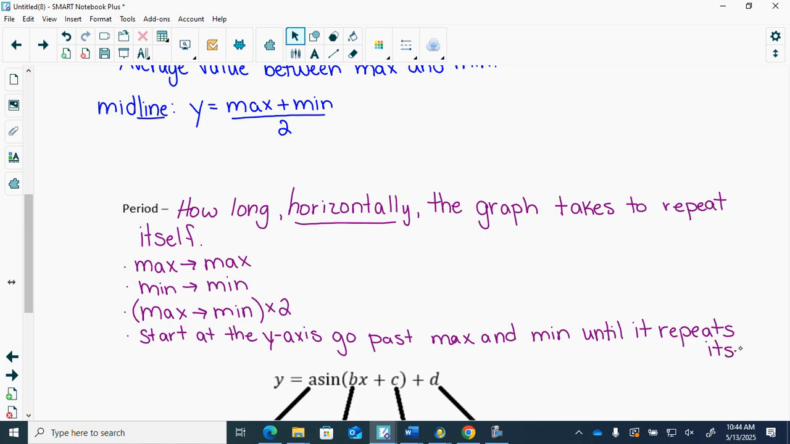Okay. I do not joke when I say I need full attention, brain power, because this is where I lose every single person, is the period. So, we can go from a max to a max, a min to a min, or a min to a max times 2, or we can start on the y-axis, go past a max and a min, back to that same height. Okay, so we're going to go back to the very first question. If you have a highlighter, grab it.